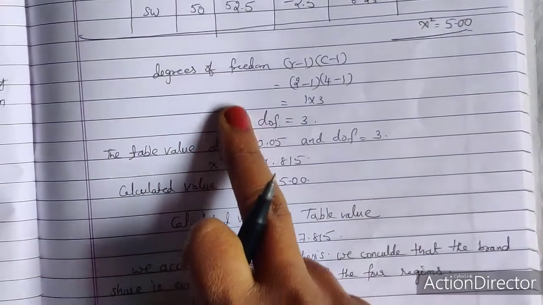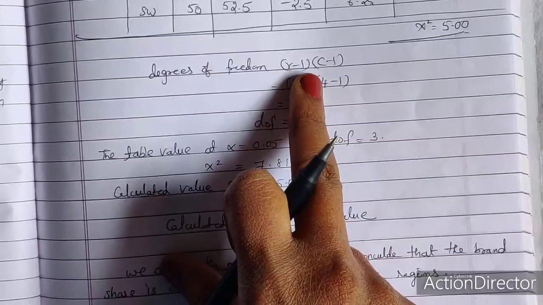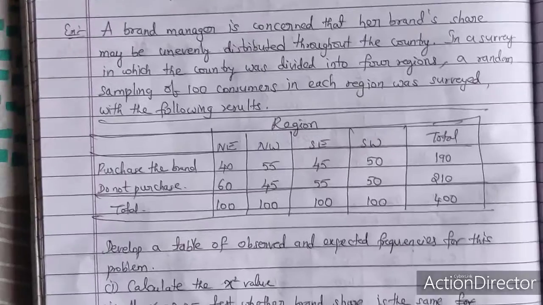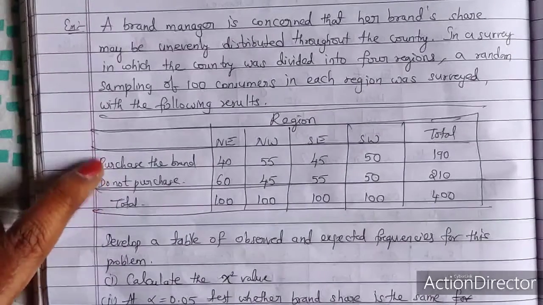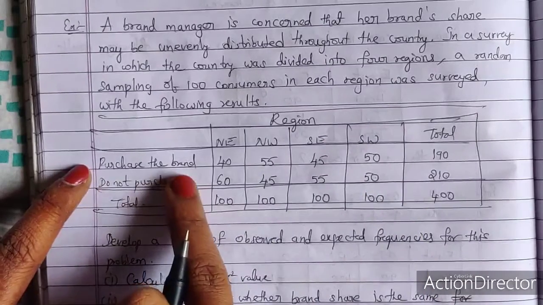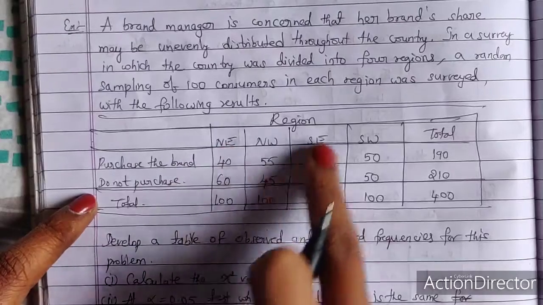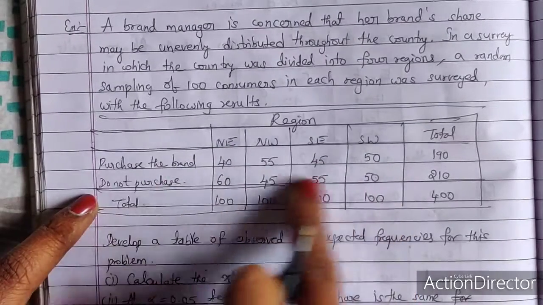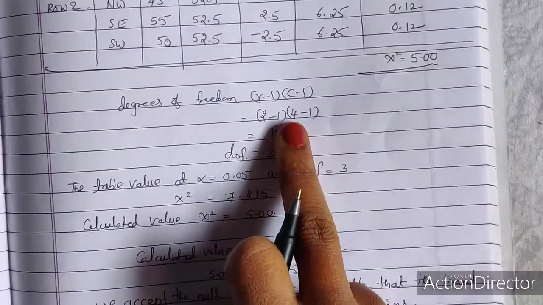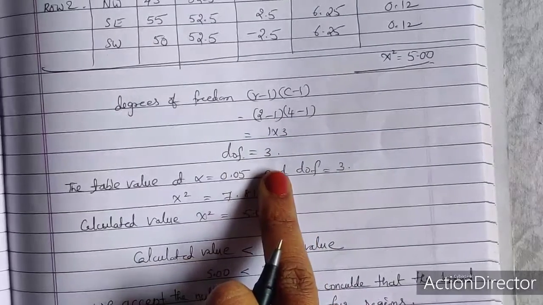So here we need to find the degrees of freedom. For that we use the formula (r minus 1) into (c minus 1). In the problem we have 2 rows, purchase the brand and do not purchase the brand, and 4 columns, the regions Northeast, Northwest, Southeast and Southwest. So (2 minus 1) into (4 minus 1) gives 3. So degrees of freedom is 3.